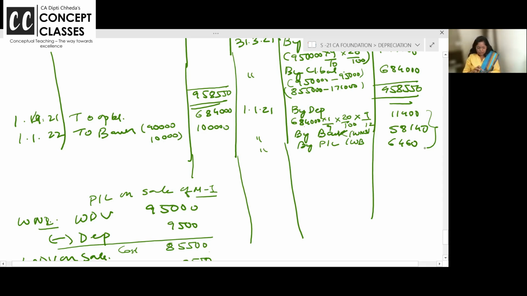Pick up your calculator. Total karo. 11,400 depreciation, 58,140 sale value, 6460 is the loss. Are you getting 76,000? And 6,84,000. Pick up your calculator, something extra I'm saying. 684 divide by 9 करो, तभी भी 76 आ रहा है. I hope you all are getting. 76,000 has gone out. Now you have to charge depreciation for the remaining on 31st March 22 by depreciation.